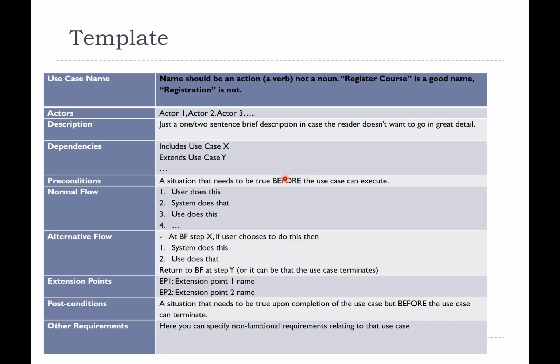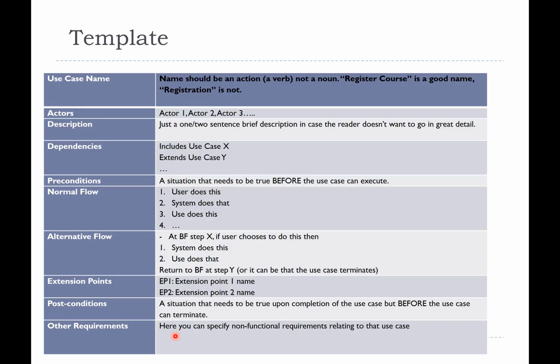At the very bottom over here, you'll see something called other requirements. This is where you want to specify any non-functional requirements, because remember we said that use cases only talk about functional requirements. In case you have a non-functional requirement that you want to keep an eye out on while executing that particular use case, say, for example, I want it done in less than 5 seconds. This is one of those non-functional things, because you're never going to write system dot do it in less than 5 seconds.